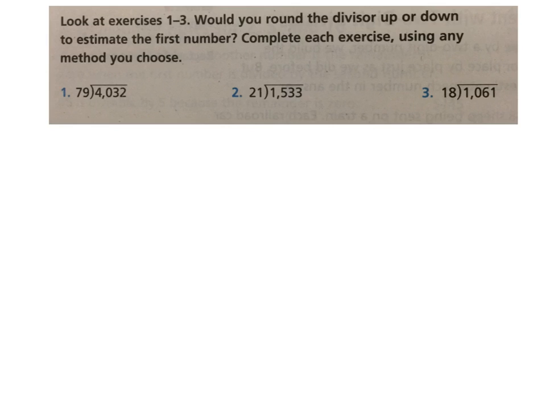Would you round the divisor up or down to estimate the first number? Well, number 1, I would round and use 80 in figuring out that number. Number 2, I'd round down to 20. And number 3, I'd round 18 up to 20. So I've got numbers that I can use. But then again, I still have to find out the exact multiplication. That just gets you up close to it.